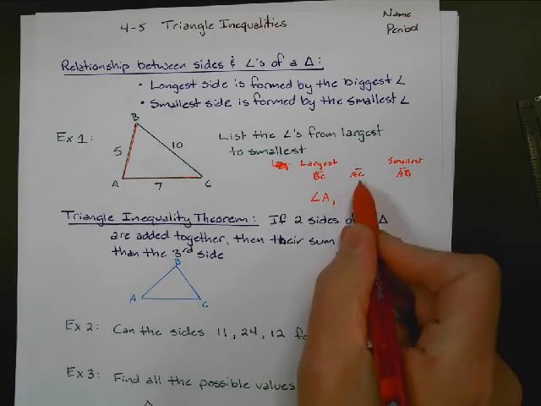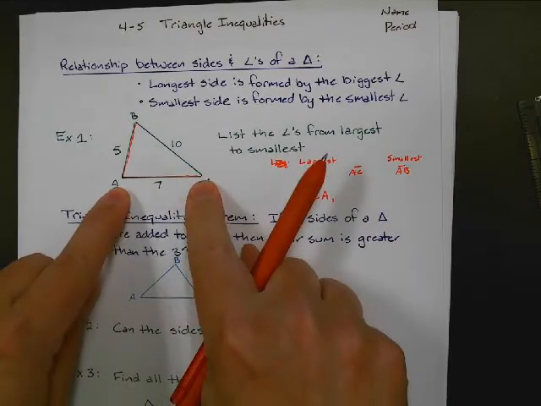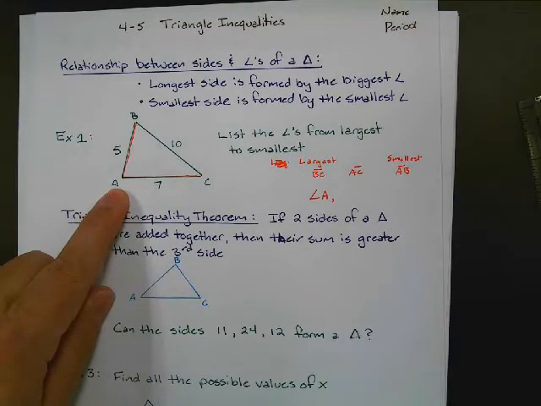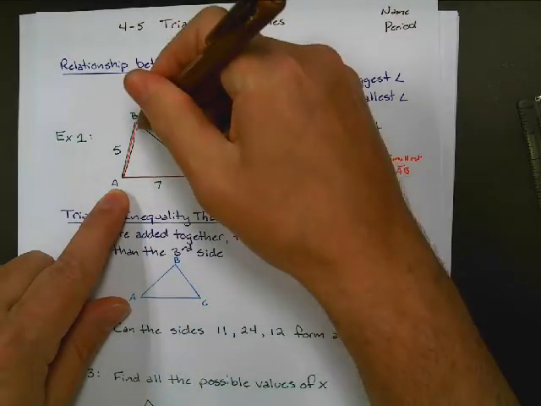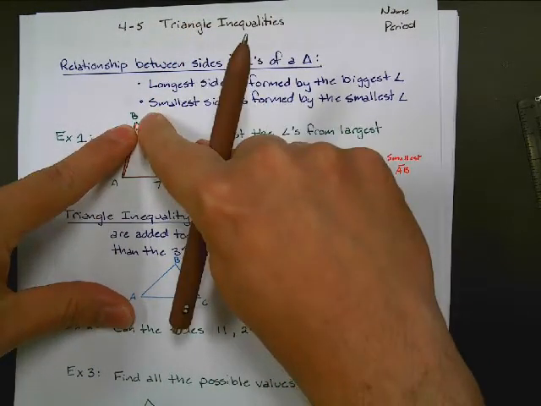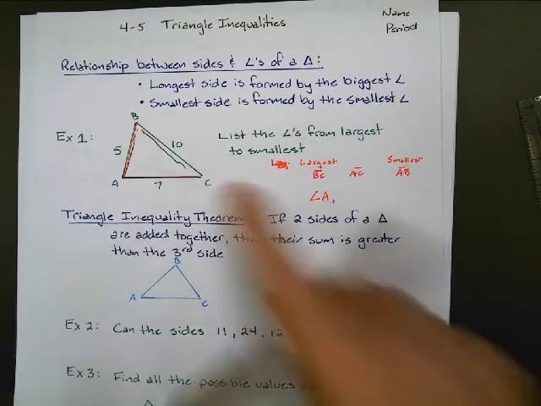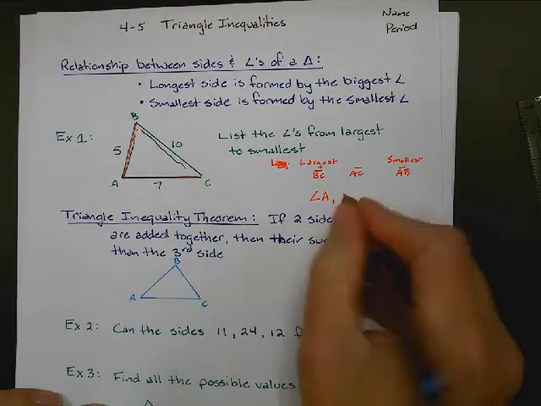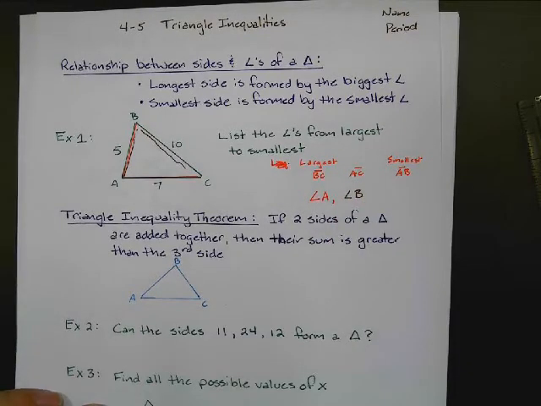Which one's my medium size? Well, AC was my medium side. So this is medium. And then if I follow this one back, what angle is making this one? Well, it looks like if I follow this one back, B is making side AC. So B would be my medium angle.